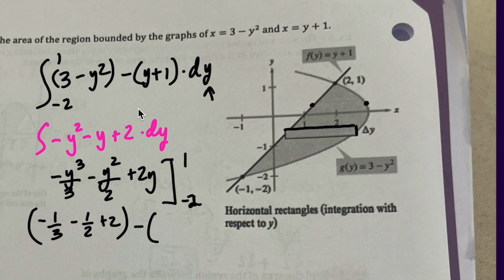And when we plug in -2, we're going to have 8/3 minus 2 minus 4. Folks, when you do all your math and you simplify these fractions, you should get a value of 9/2. And that is our area, despite the fact that we have portions of this area underneath the x-axis. That is irrelevant. This is the area between two curves, and we will get a positive answer because of the fact that we set it up the right minus the left.